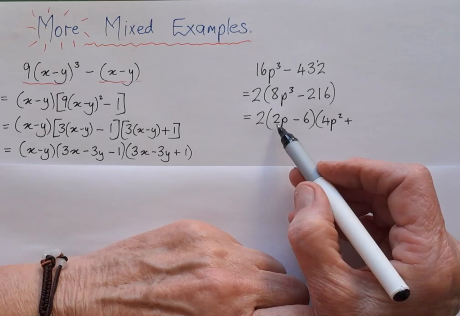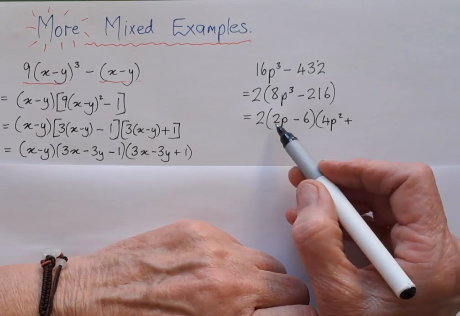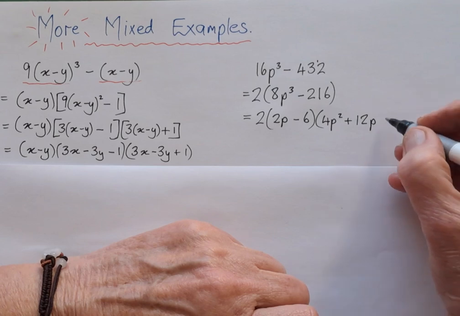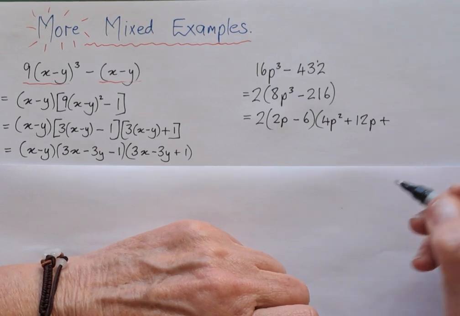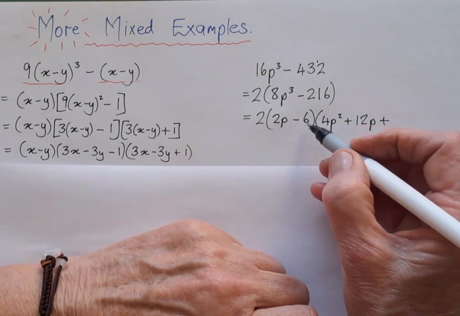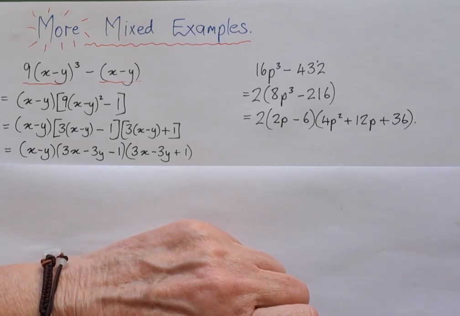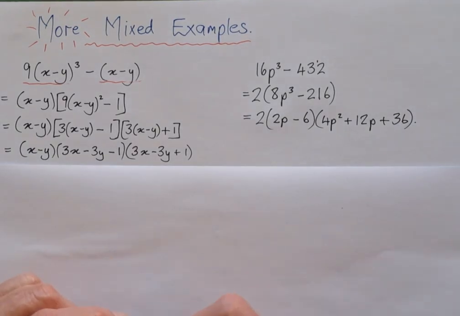And how do I get the term? I multiply those two together. 2 times 6 is 12p. This term will always be positive because I'm going to be squaring something, and 6 squared is 36. And there's your final answer.